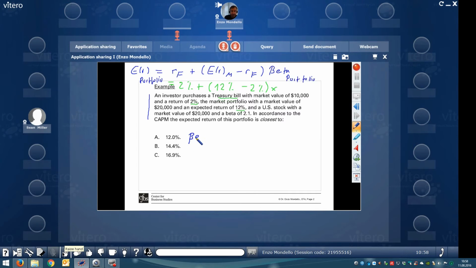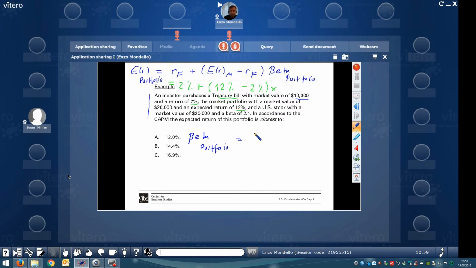So if we take here the beta of our portfolio, then the beta of our portfolio will be the weight of the treasury bill in our portfolio multiplied with its beta. So we know, right, that the market value of the treasury bill is $10,000. In addition to that, we know that the market value of the entire portfolio is $50,000, consisting of the market value of the treasury bill and the market value of the market portfolio, as well as the market value of the stock of $20,000, that gives a total then of $50,000.